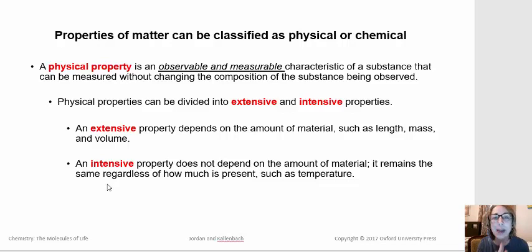An intensive property does not depend on how much there is. So for example, if I have 1 gallon or 2 gallons or 3 gallons of ice cream, when I take them all directly from the freezer, they all have the same temperature. And as they melt, when they're finally at room temperature, hopefully that doesn't happen, but if it does, they will all have the same temperature at room temperature, no matter how much there is. So temperature is an intensive property.